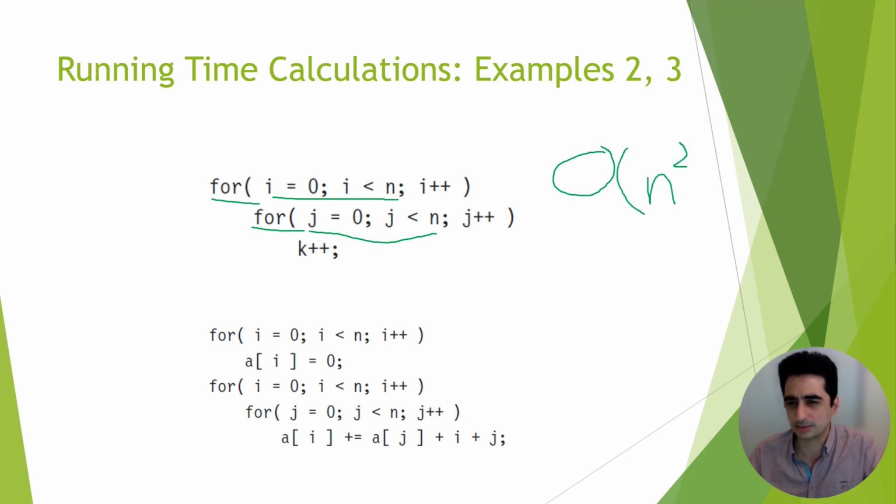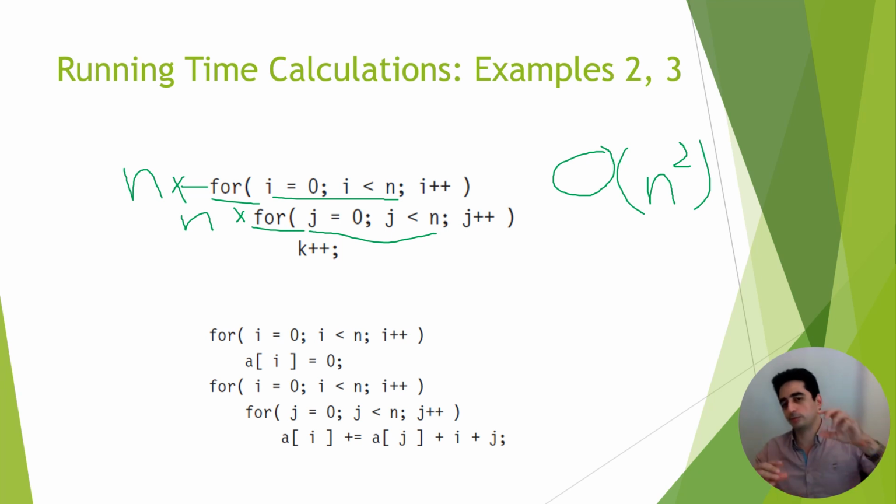Why? Because this for loop will run for n iterations. The other for loop runs for n iterations. Because we have nested for loops, the two combined will take n times n, which is n squared, right?